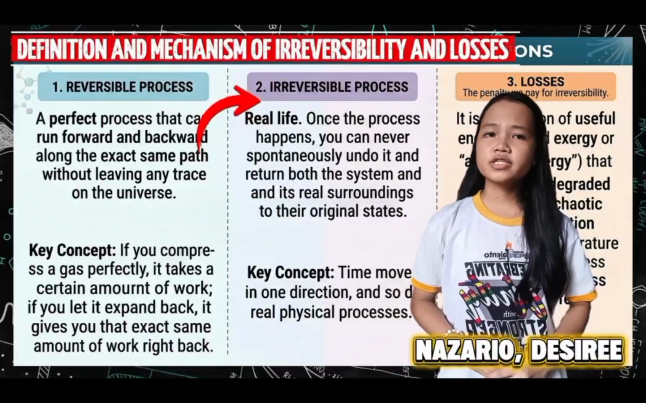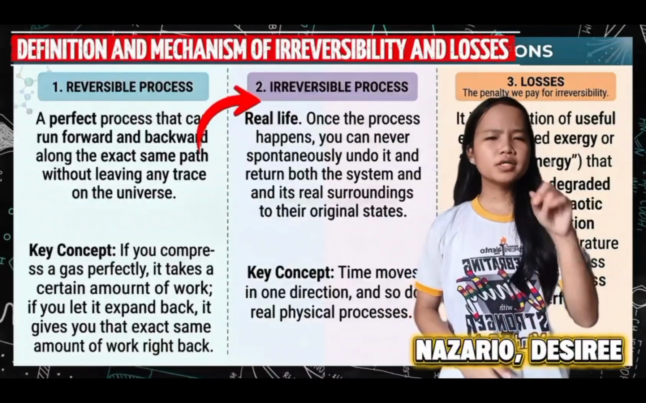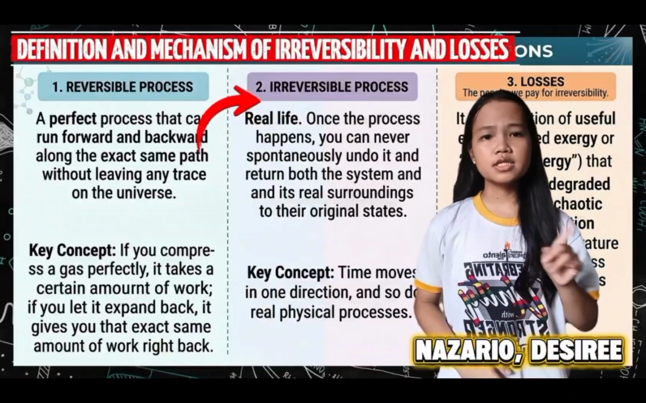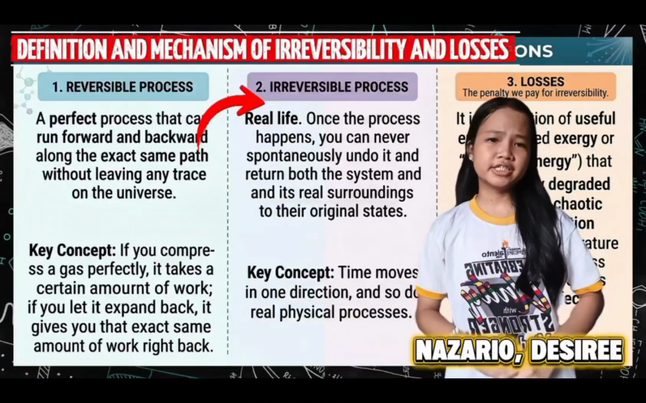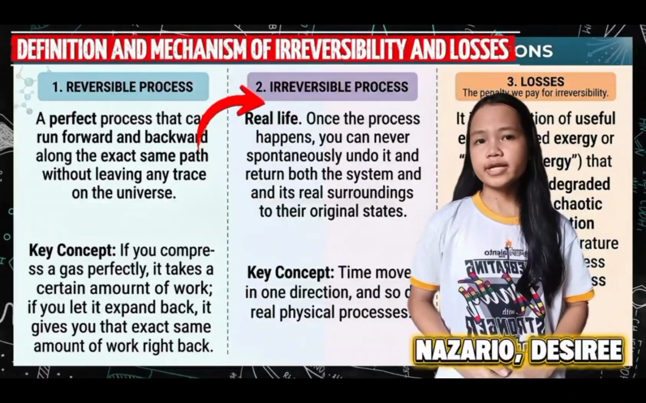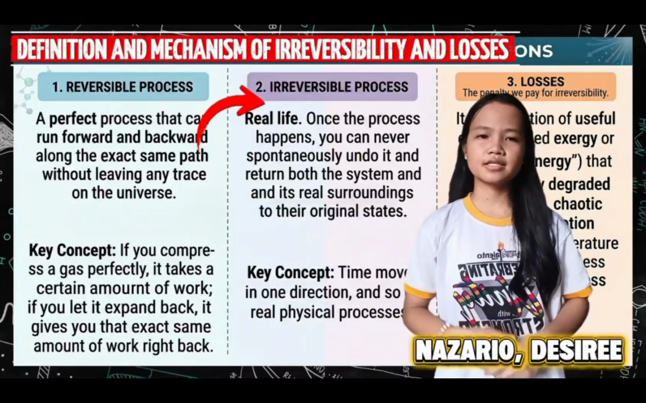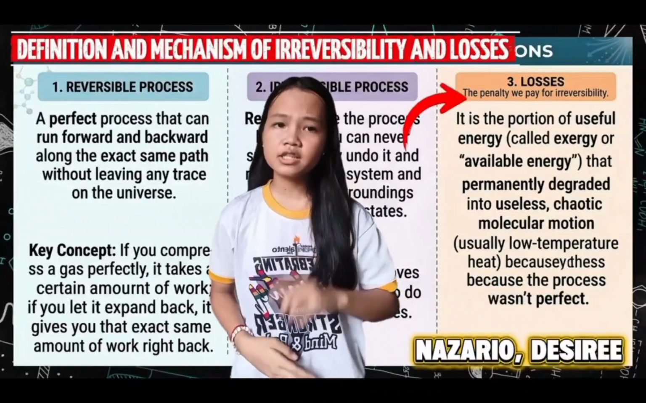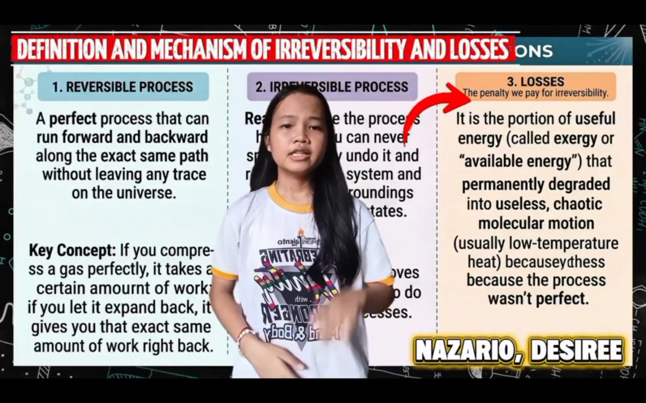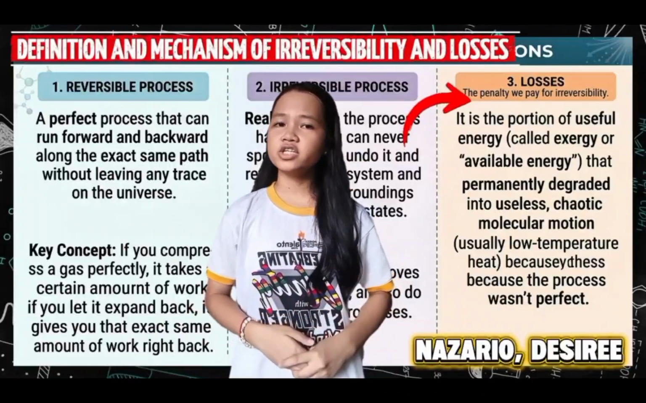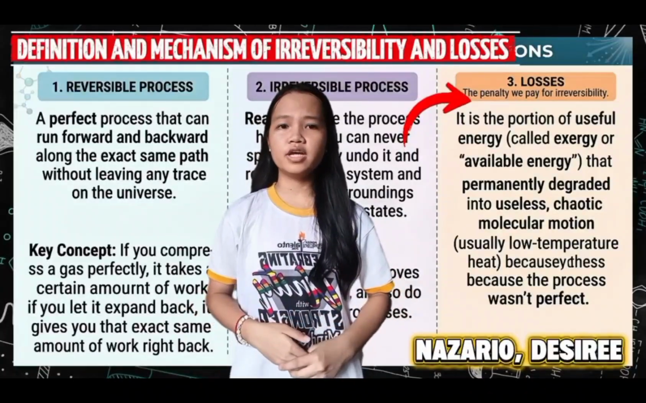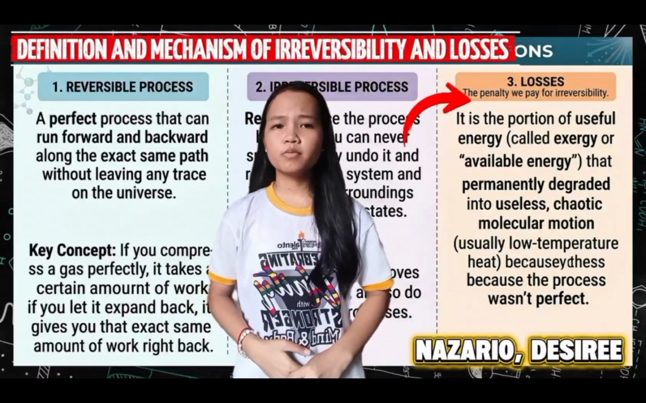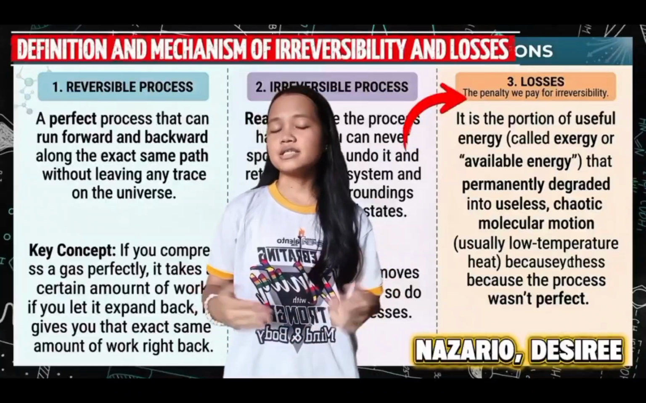But in real life, once a process happens, you can never spontaneously undo it and return both the system and its surroundings to their original state. Time moves in one direction and so do real physical processes. The last is the losses. When we say losses, this is the penalty we pay for irreversibility. This is the portion of useful energy, which is called exergy or the available energy, that gets permanently degraded into useless, chaotic molecular motion because the process wasn't perfect.